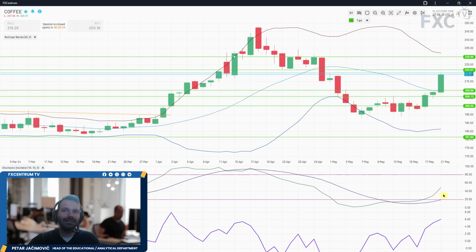In terms of stochastic, we can see that the slow line has a nice slope to the upside from the oversold area. Fast line is sloping to the upside, and we have a new monthly high in the rate of change. So rate of change went all the way up to 6 mark. So this is quite a big move in the rate of change. Something similar we had in the beginning of April this year when the rate of change was around 7, and you can see what happened after that.